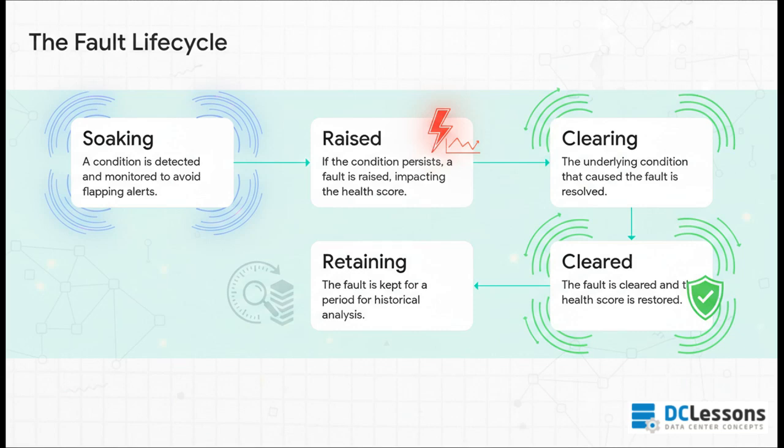It goes through this whole managed life cycle. First, a condition is detected and it enters a soaking period. That's to avoid annoying flapping alerts. If it sticks around, the fault is officially raised, and that's when your health score takes a hit. Once you fix the problem, the condition clears, the score bounces back, and then the fault is retained for a little while so you can look at it later for historical analysis.